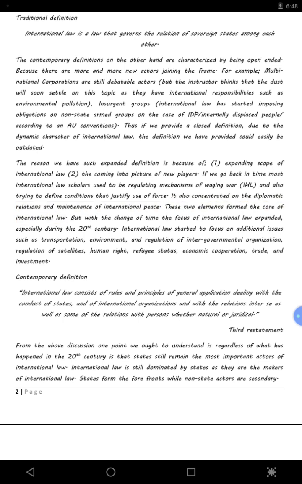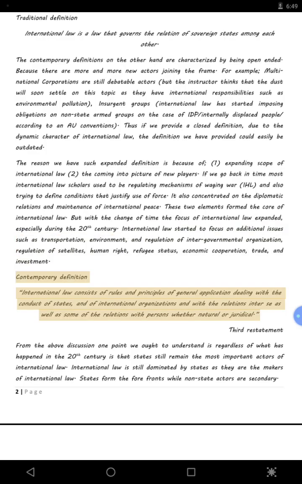But with the change of time, the focus of international law expanded, especially during the 20th century. International law started to focus on additional issues such as transportation, environment, regulation of intergovernmental organizations, regulation of satellites, human rights, refugee status, economic cooperation, trade, and investment.